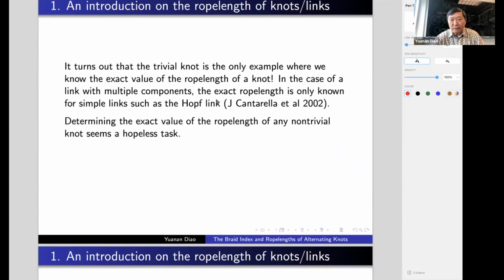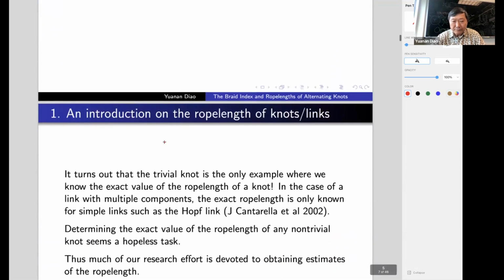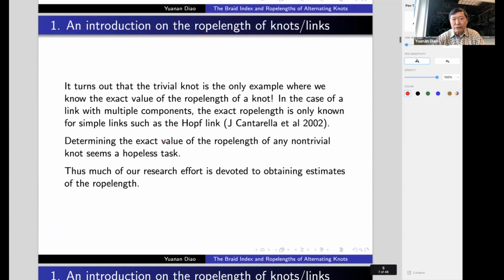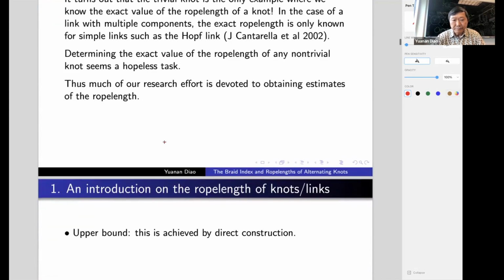Determining the exact value of the rope length for any non-trivial knot seems to be a very hopeless task. And therefore, our research effort in this is really to find basically the estimates of the rope length, such as the upper bound. So you give me a knot, and what is the upper bound of its rope length? What is the lower bound? We are trying to find good bounds of those.